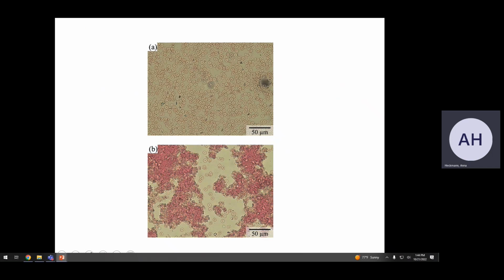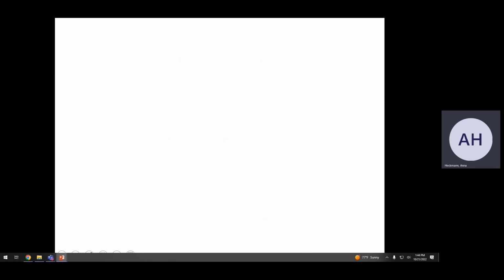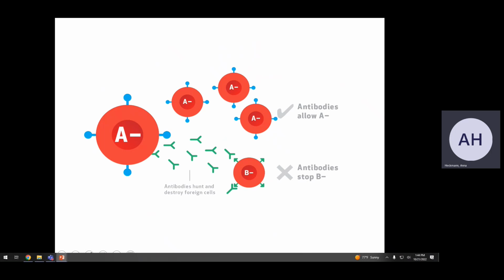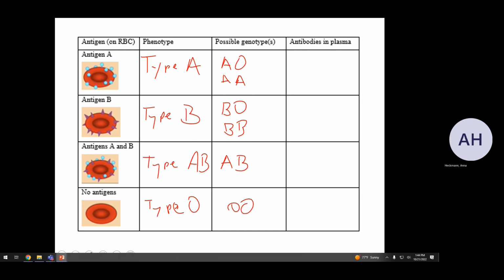On top is a microscope image of normal red blood cells, and on bottom shows agglutination, what happens when incompatible blood types are mixed. Agglutination causes blood in the urine and acute kidney failure, among many other things. Here we've got an image of the blood of someone with type A blood. This person makes anti-B antibodies that search for the foreign B antigen, and when it sees the B antigen, it binds to that and starts agglutination. This is why a person with type A blood cannot get a transfusion from someone with type B blood.